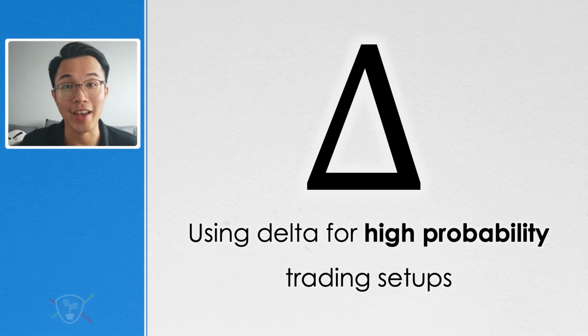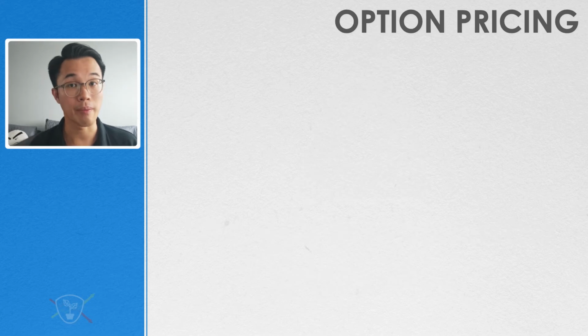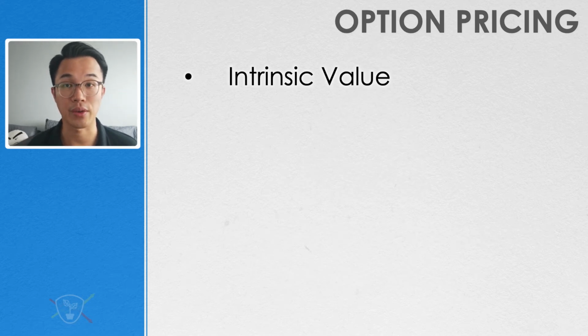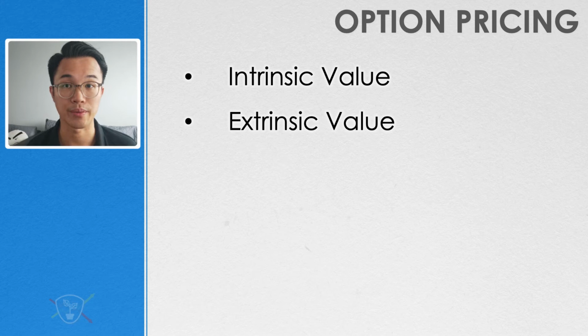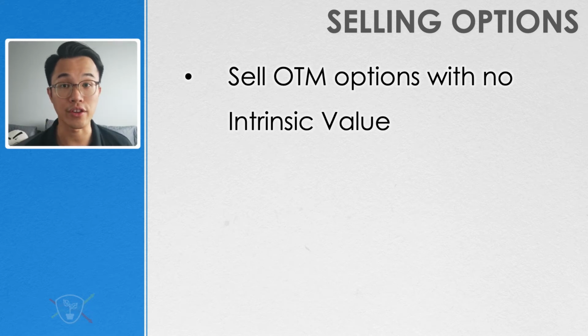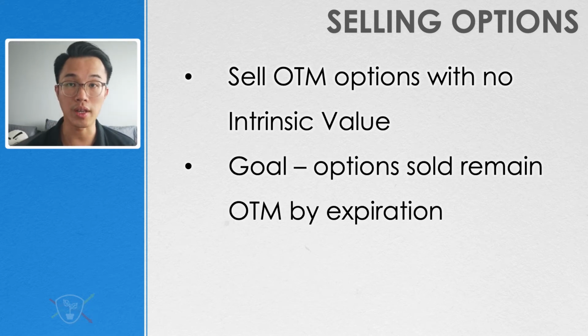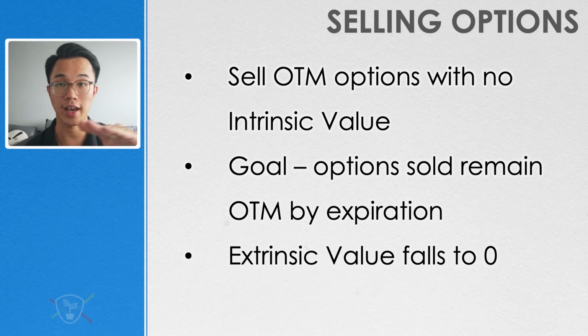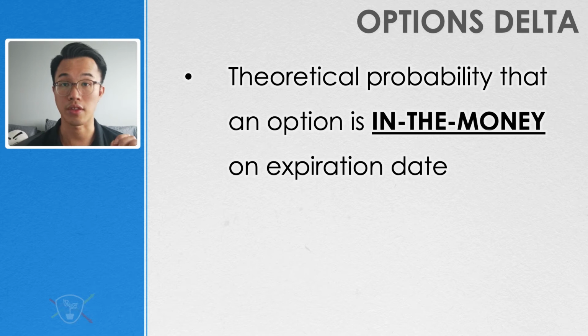How then do I use delta when I am trading? So remember, options have intrinsic value and extrinsic value. When we use option selling strategies, we are actually selling options that are out of the money that have no intrinsic value. Our goal is that these options are going to remain out of the money by expiration date because extrinsic value declines over time and eventually goes to 0. Delta gives us a theoretical probability that an option will be in the money on its expiration date.